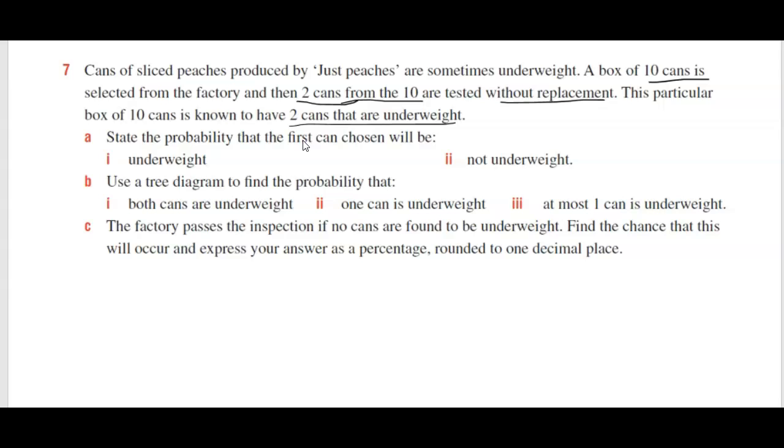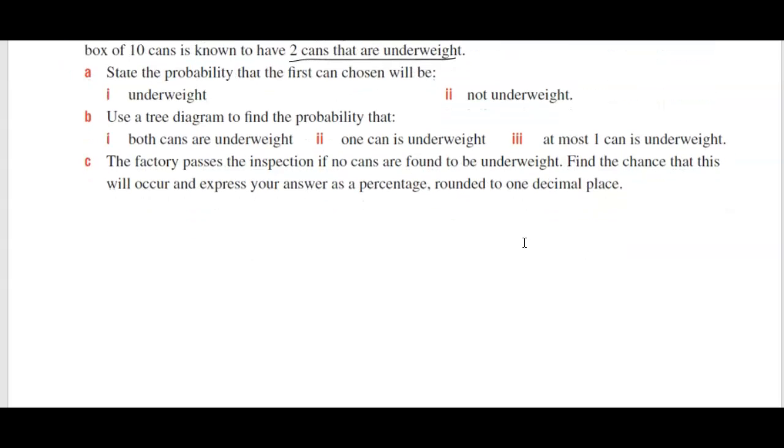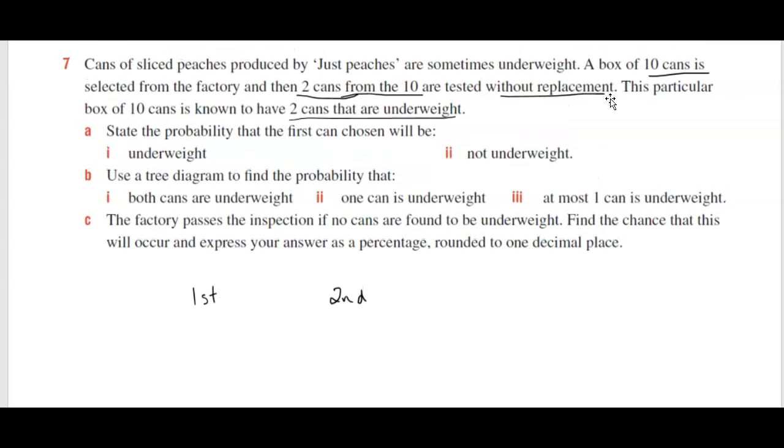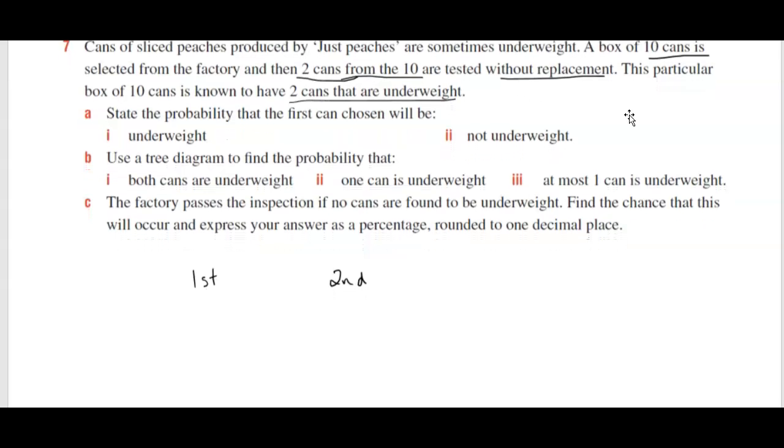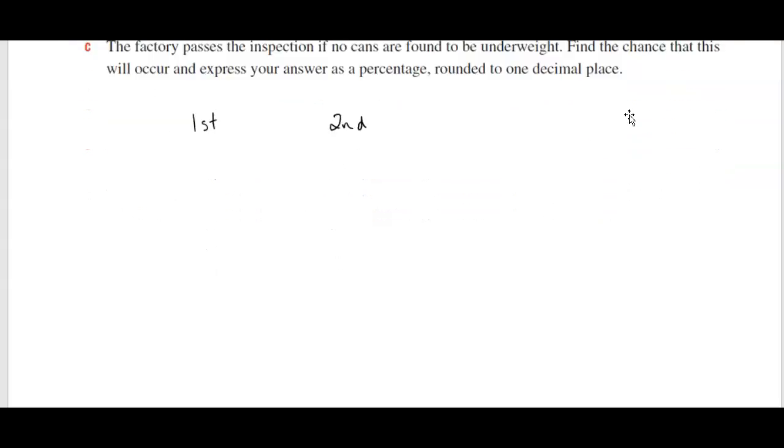Okay, so let me just read the question again. Cans of sliced peaches are sometimes underweight. A box of 10 cans is selected from the factory, and then 2 cans from the 10 are tested without replacement. So we'll do the first can and the second can. We're selecting 2, and we're doing it without replacement, so when we do our probabilities, we've got to take that into consideration. This particular box of 10 cans is known to have 2 cans that are underweight. So we're going to have, I guess, normal and underweight.